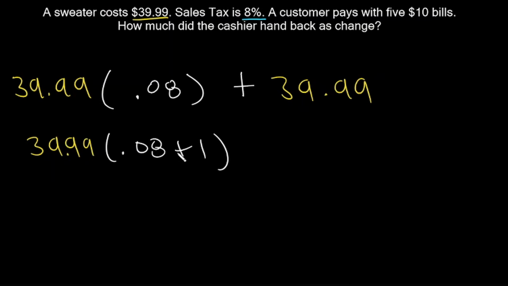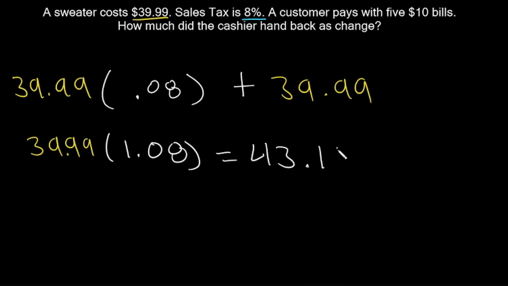And this makes sense. 1 is 100%, and then 8 is 8%, so your total is going to be 108% of the price. So let's just write this because we know what that's going to be. This is going to be 1.08. And this will give us our total, and then we can solve the rest of the problem. So $39.99 times 1.08 is going to be $43.19. So this is the total that the customer needs to pay.